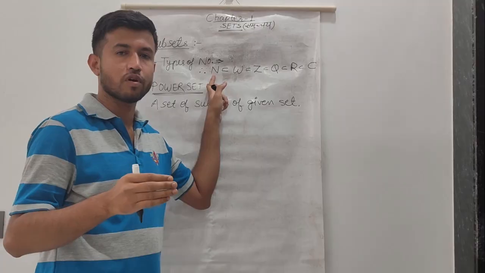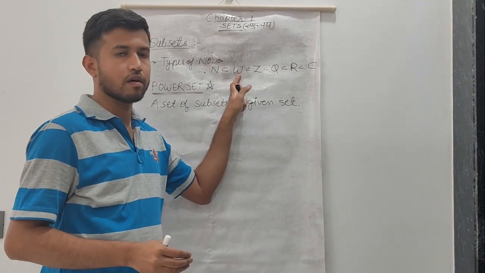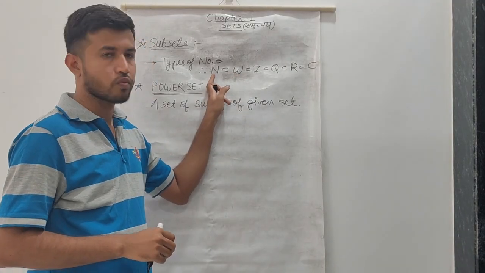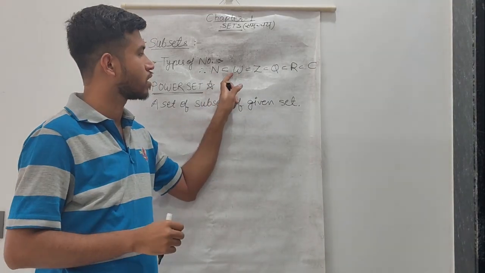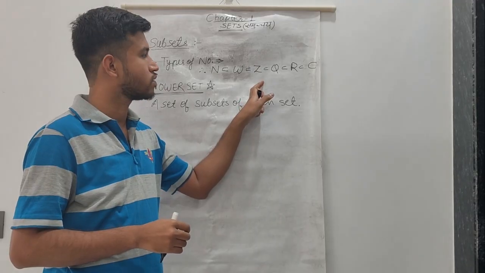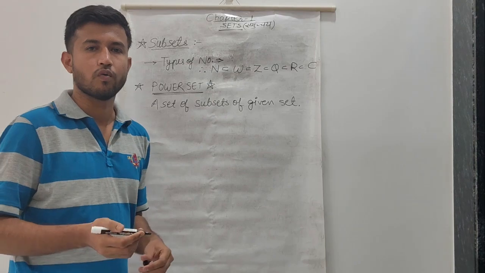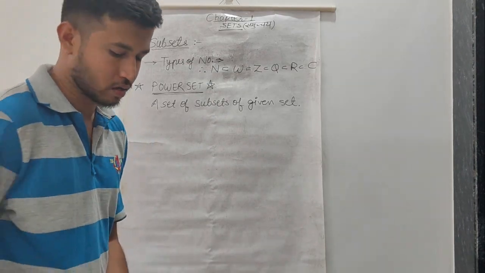Natural numbers start from 1 to infinity, and whole numbers start from 0 to infinity. So natural numbers are a subset of whole numbers. Whole numbers are again a subset of integers, and similarly go on. Now we will move forward.